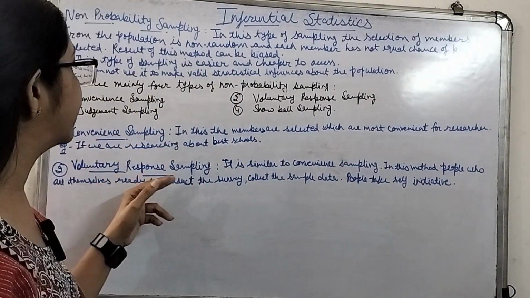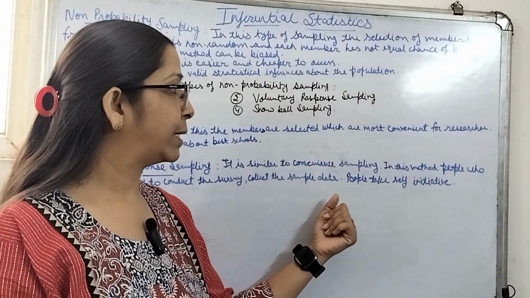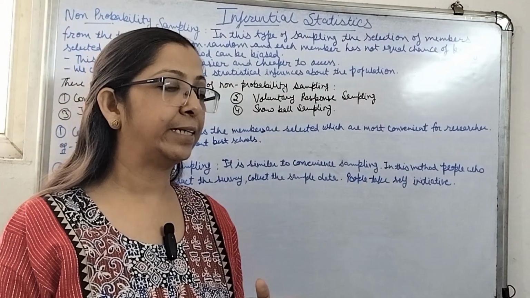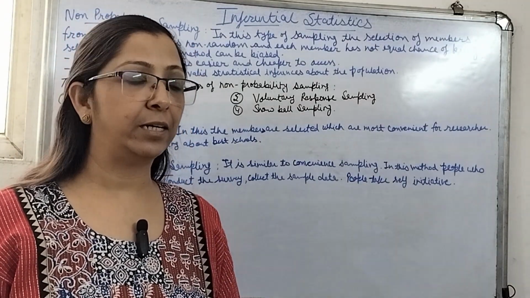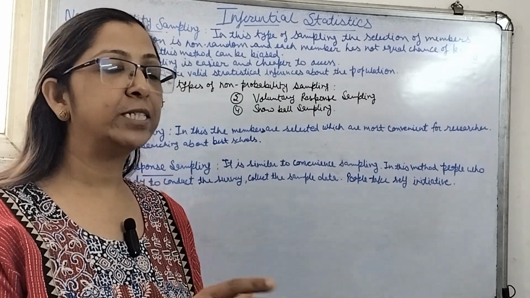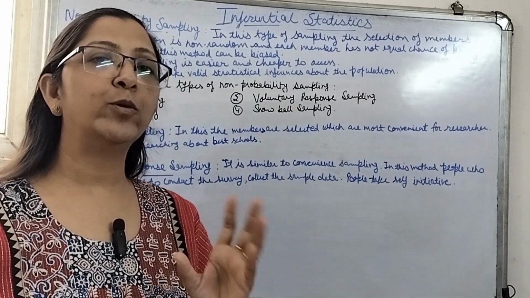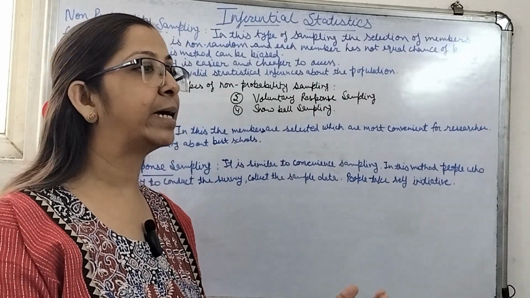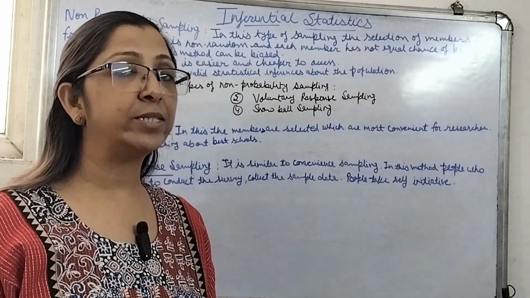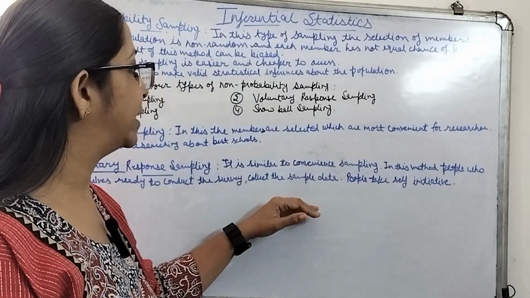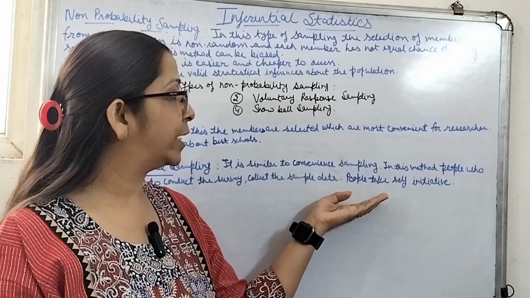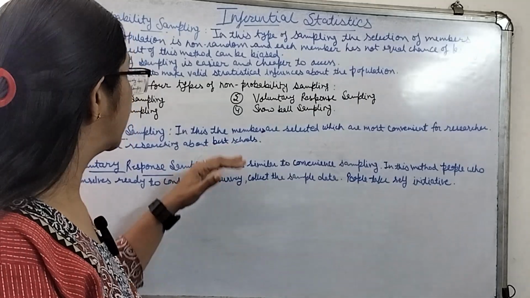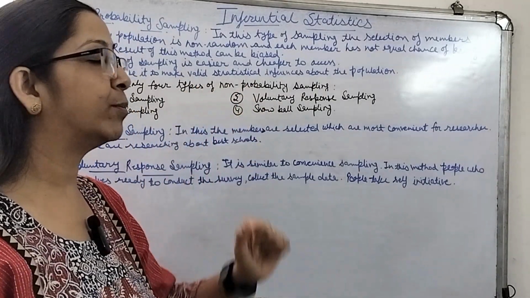The second is voluntary response sampling. It is similar to convenience sampling. In this method, people who are themselves ready to conduct the survey provide the sample data. That simply means, suppose we have to collect data for the city, and we announce that we want to collect data for the best school in the city. Whoever wants to do the survey approaches us themselves, and they do the survey and collect the data. So here people are taking self initiative. These two are types of non-probability sampling.